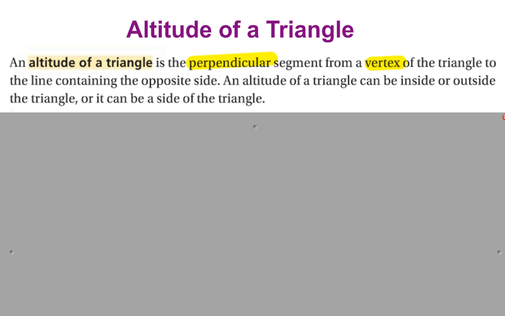So the altitude of a triangle is the perpendicular segment from a vertex of the triangle to the line containing the opposite side. An altitude of a triangle can be inside or outside the triangle, or it can be a side of the triangle. First of all, let's make sure everyone remembers what a vertex is.